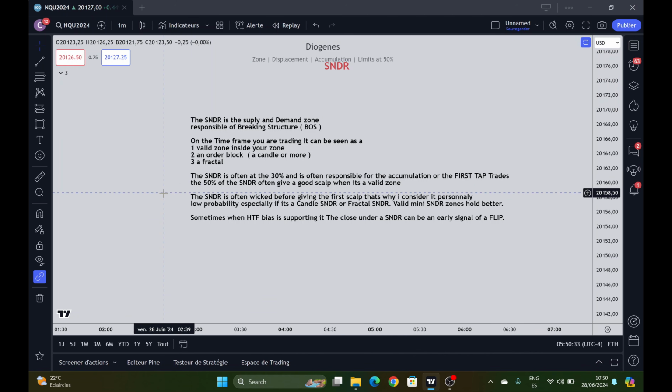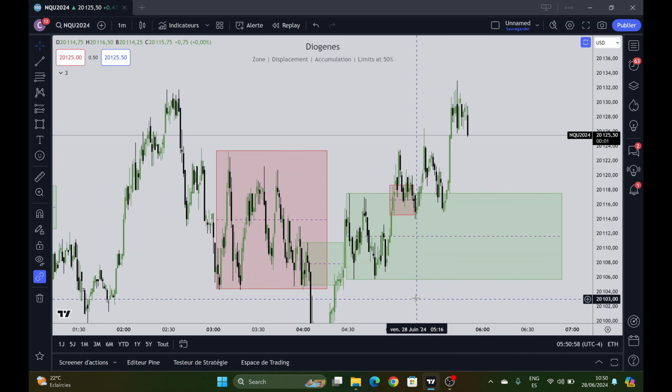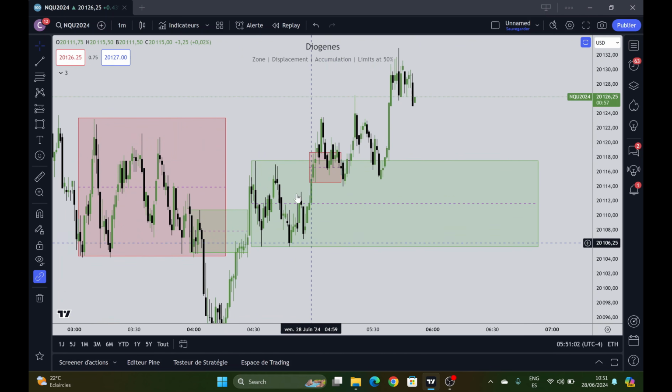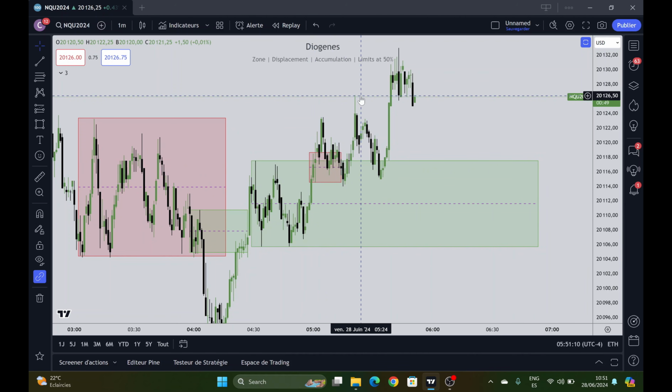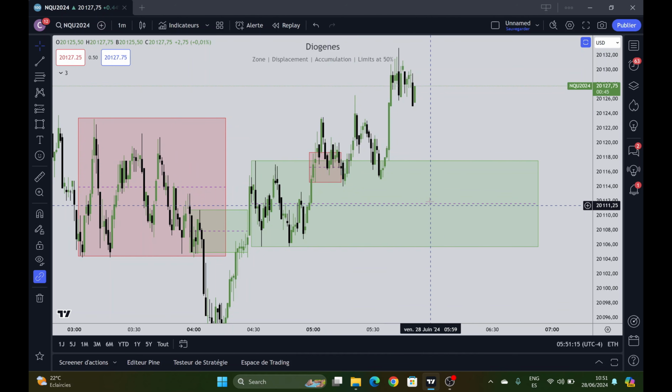The SNDR is often at the 30% and is often responsible for the accumulation or the first tap. The 50% of the SNDR often gives a good scalp when it's made of a valid zone. Examples. So we had this bullish zone and we had this fractal SNDR, and look at how this SNDR, although it got wicked, gave the first tap in this zone. So the 50% of this zone is still not mitigated.